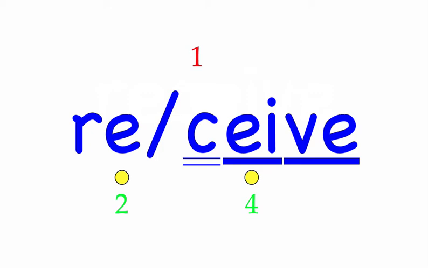Belief. Our belief in you is unshakable. Belief. Be has two sounds: B, E. Lief, three sounds: L, E, F. Belief. Mark the word.